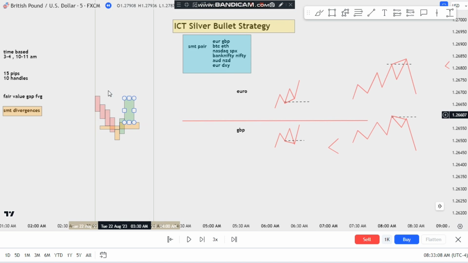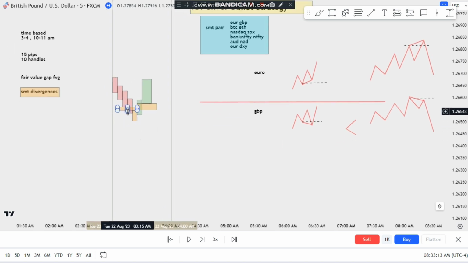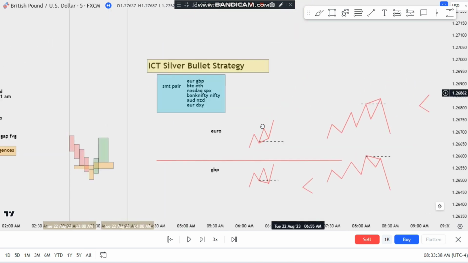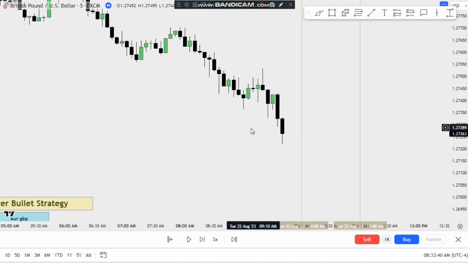So in the silver bullet window you have to look for these divergences. If there is a bearish divergence and then you get a fair value gap, you will enter into your shorts. If there is a bullish divergence and then you get a fair value gap, then you should enter into your longs. Now there will be some questions in your mind. What if there is both bullish and bearish divergences? I will clear all these confusions from this backtesting example.